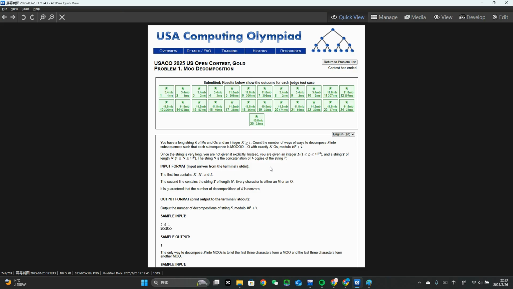The only thing you might have to notice is that the number of M is always consistent with the number of O within each copy of the string, so that each string is independent of each other. And after that, it's just straightforward.